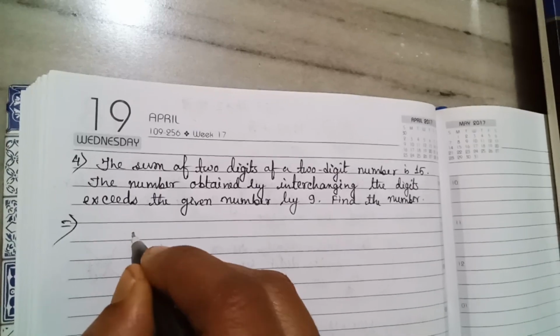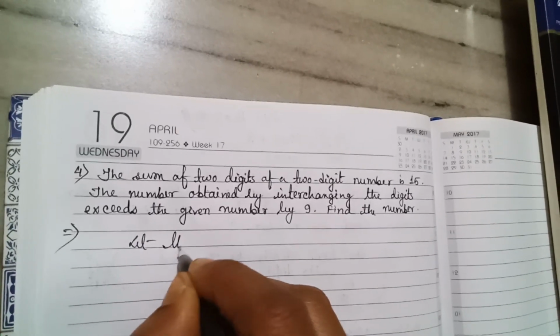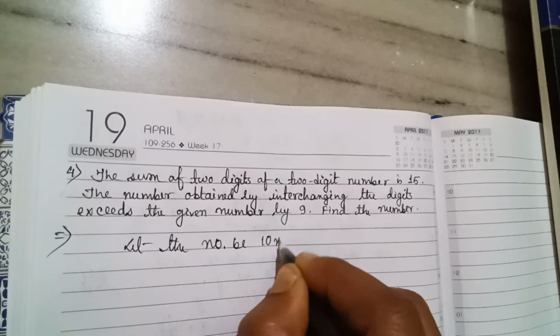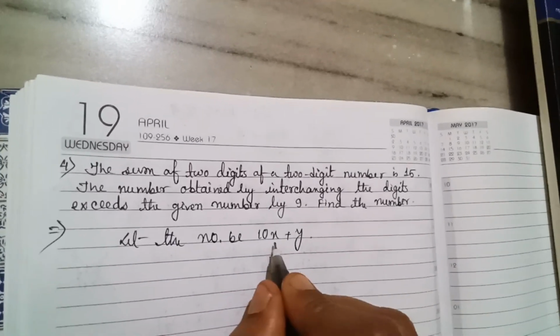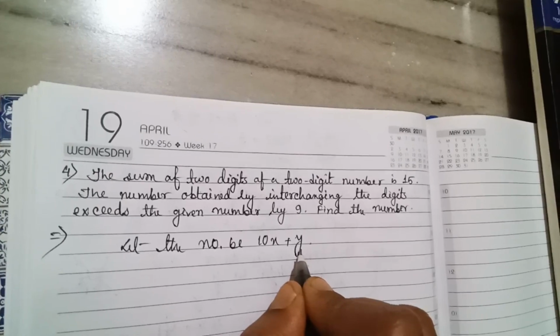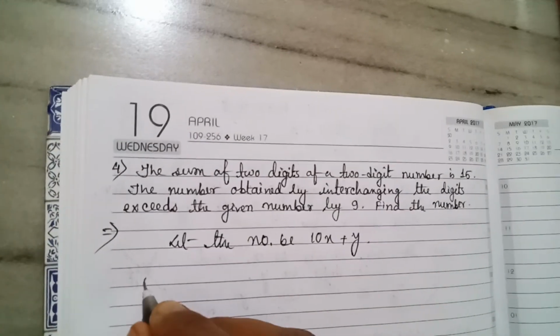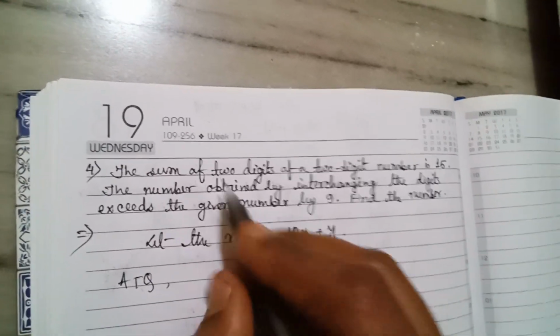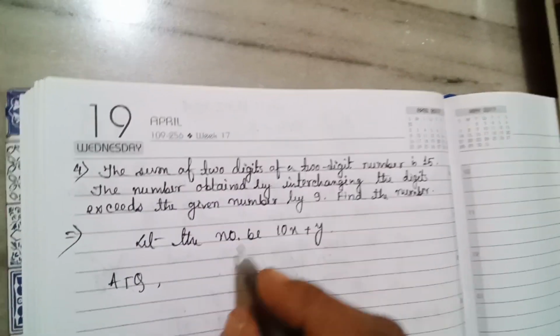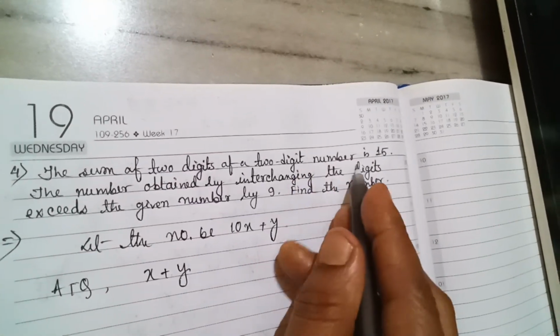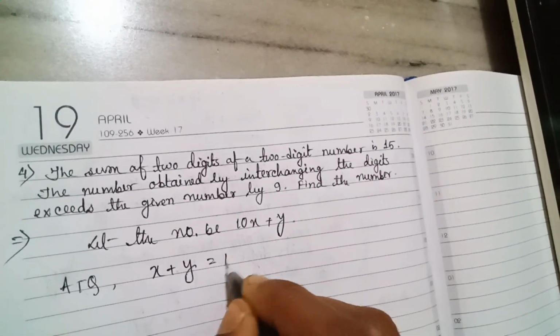So first we will take, let the number be 10x plus y. That means x is the tens digit, y is the units digit. You can directly write this one. Now according to the question, the sum of 2 digits, that means x plus y, is 15. So x plus y equals 15.